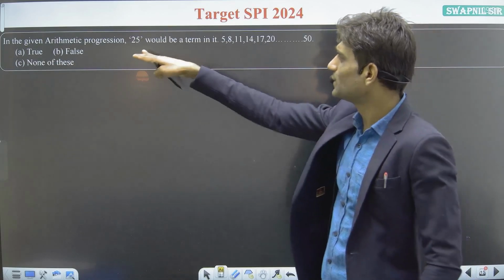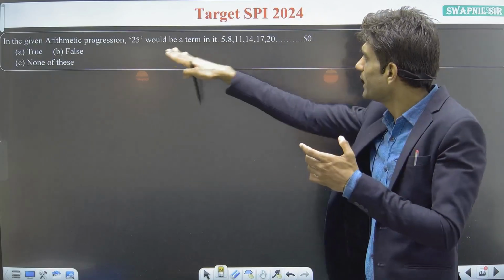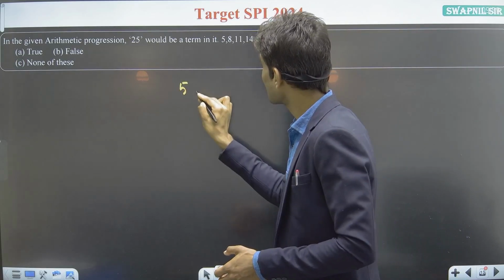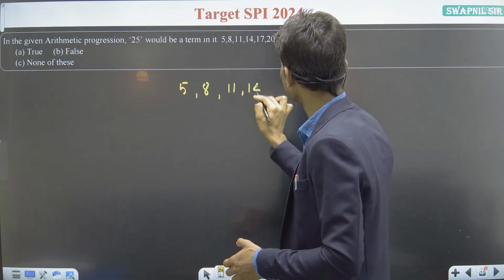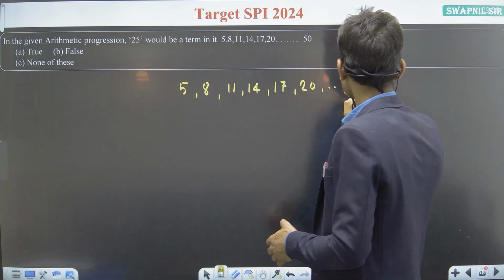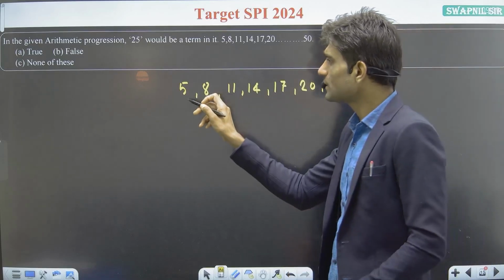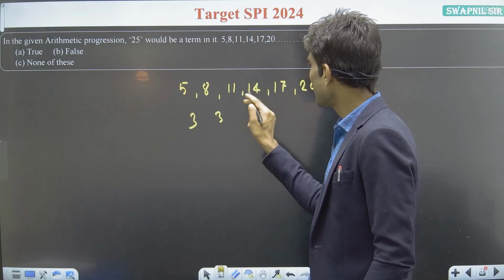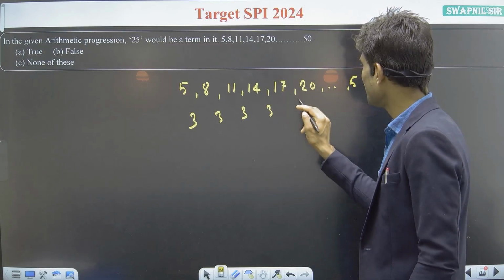This one is just a logical question, where we can easily say whether we can write 25 as the next term of our arithmetic progression. See that the first term is 5, second is 8, third is 11, fourth term is 14, fifth term 17, sixth term 20, and so on. These are the n terms in our arithmetic progression. Now see the common difference between every pair of terms: 5 minus 8 is 3, 8 minus 11 is also 3, 11 minus 14 also 3, 17 minus 14 also 3, 20 minus 17 also 3.